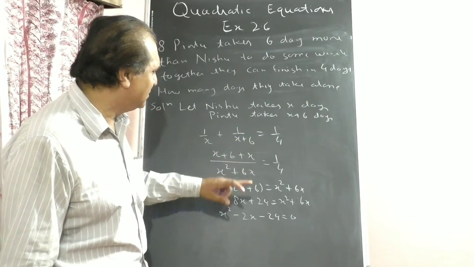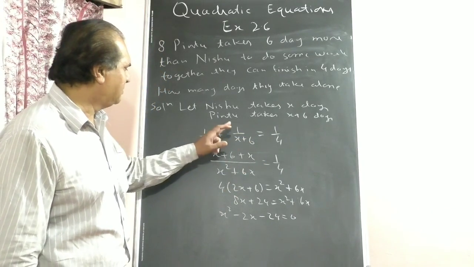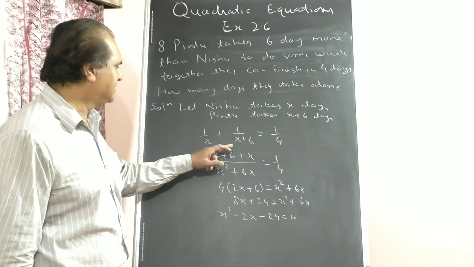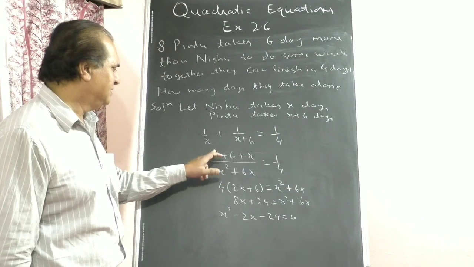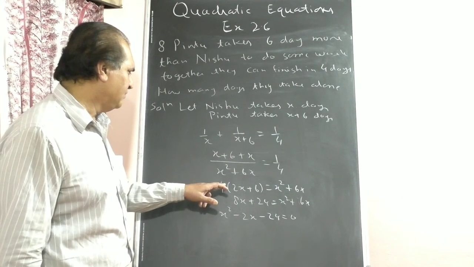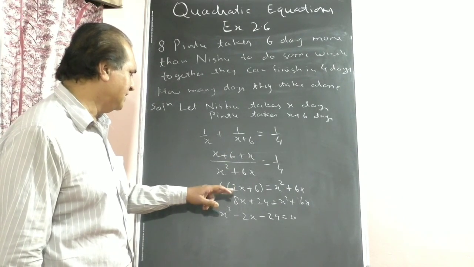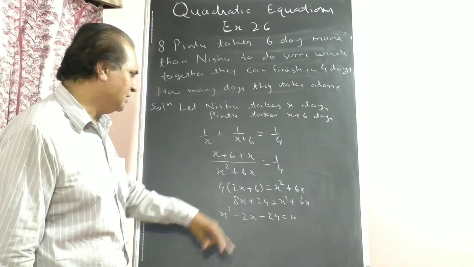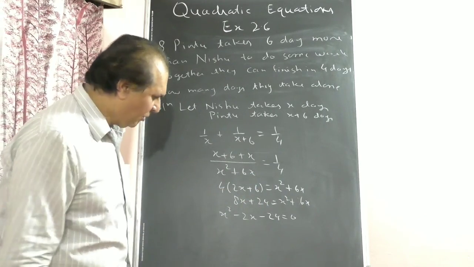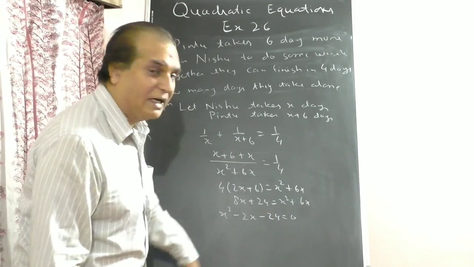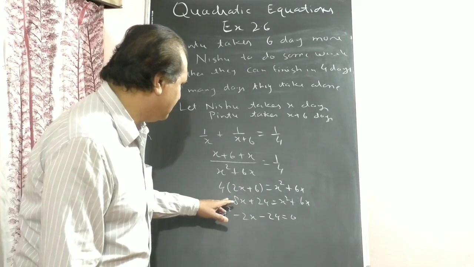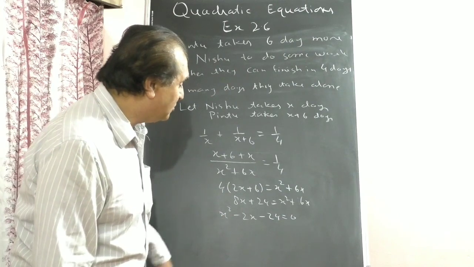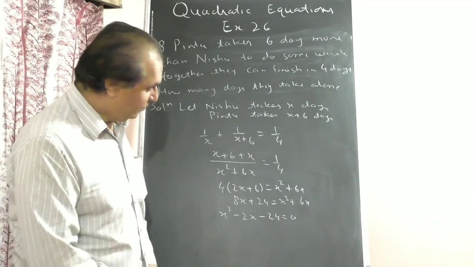Now just simply solve. x plus 6 plus x upon x square plus 6x equal to 1 upon 4. Cross multiply: 4 in bracket 2x plus 6, 8x plus 24 equal to x square plus 6x. Make a proper quadratic. 8x shifting that side becomes minus 8x. x square plus 6x minus 8x minus 24. x square minus 2x minus 24 equal to 0.